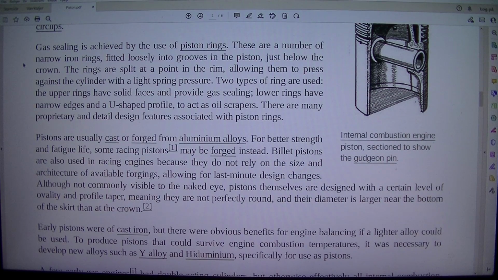These are a number of narrow iron rings, fitted loosely into grooves in the piston, just below the crown. The rings are split at a point in the rim, allowing them to press against the cylinder with a light spring pressure. Two types of ring are used. The upper rings have solid faces and provide gas sealing. Lower rings have narrow edges and a U-shaped profile, to act as oil scrapers. There are many proprietary and detailed design features associated with piston rings.